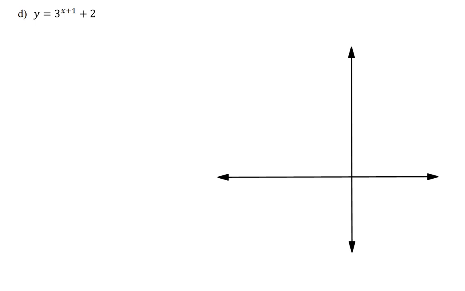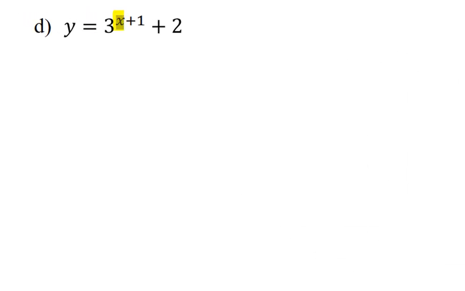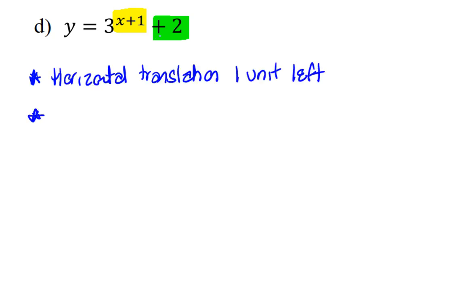Okay, y equals 3 to the x plus 1, plus 2. This has both a horizontal and a vertical translation. Horizontal goes with the x, vertical affects the y. Because we have x plus 1, it's a horizontal translation that moves 1 to the left. It's the opposite. For the vertical translation, that plus 2 means all our y values are going to increase by 2, so it's a vertical translation 2 units up.